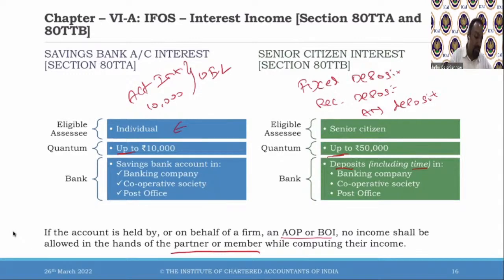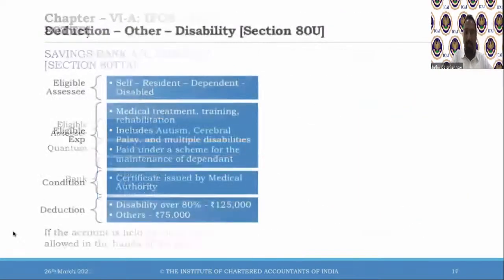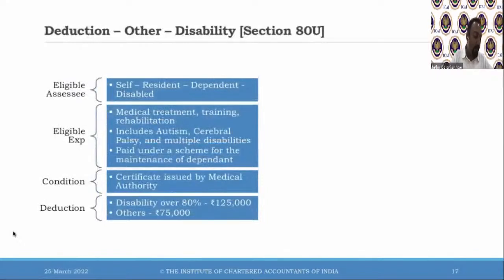So if it's an account held by an individual on behalf of an AOP or BOI, in that case no income shall be allowed in the hands of the partner or member. It shall only be allowed in the hands of the AOP or BOI. So typically, that's about it. The last deduction that we'll be covering is 80U.